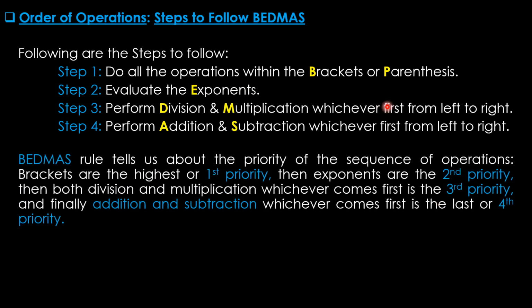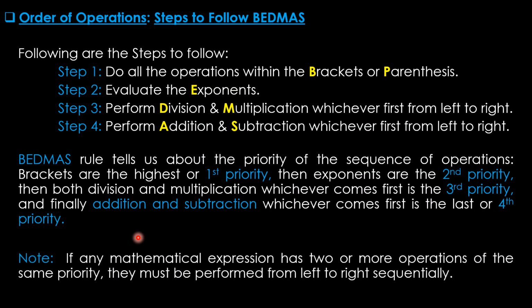The BEDMAS rule tells us about the priority of the sequence of operations. Brackets are the highest or first priority, then exponents are the second priority, then both division and multiplication, whichever comes first, are the third priority, and finally addition and subtraction, whichever comes first, are the last or fourth priority. Note, if any mathematical expression has two or more operations of the same priority, they must be performed from left to right sequentially.